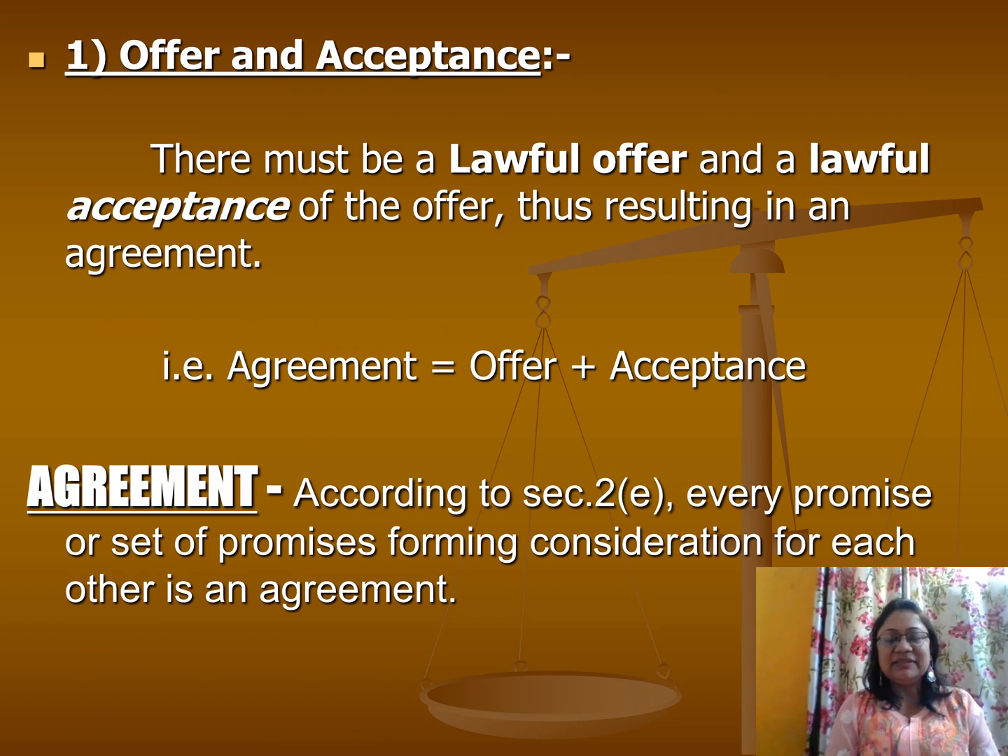Offer and acceptance, like I have mentioned, are topics that need to be discussed separately, and this is the first condition. There must be a lawful offer and a lawful acceptance of the same, resulting in an agreement. So agreement equals valid offer plus valid acceptance, or lawful offer and lawful acceptance.